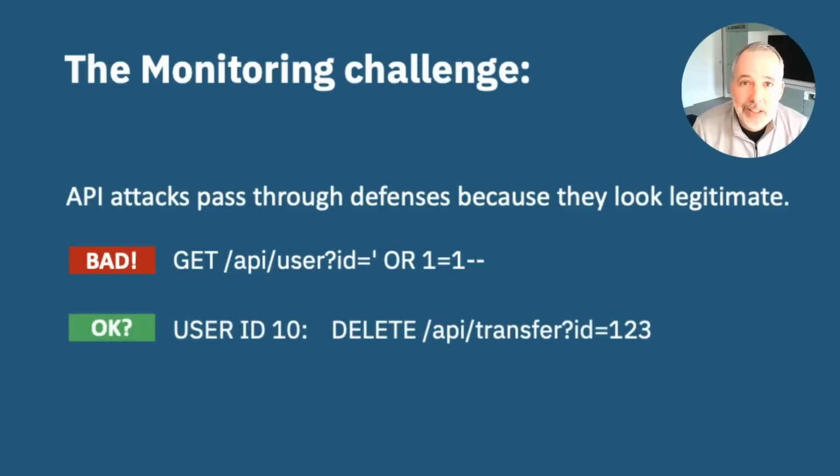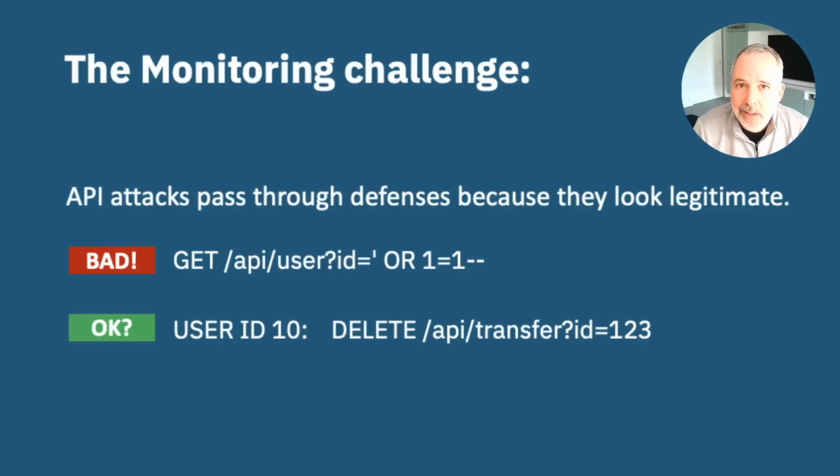But now let's look at this next example, right? We see a request from user 10, and let's assume that user 10 is properly authenticated. They've got valid credentials, and they're running a delete request on transfer 123. Well, everything about this request looks legitimate. The user is valid. They've got proper credentials. Delete is a valid method. Transfer is a valid endpoint. And 123 is a valid transfer ID. Everything about this looks legitimate.